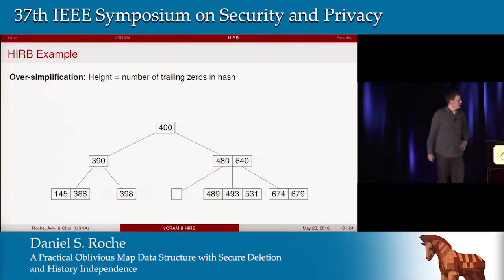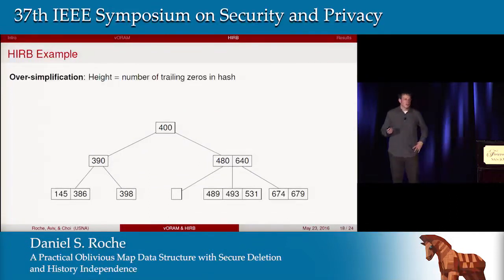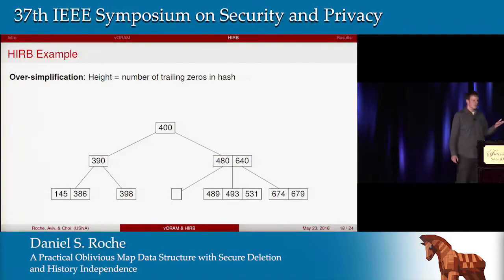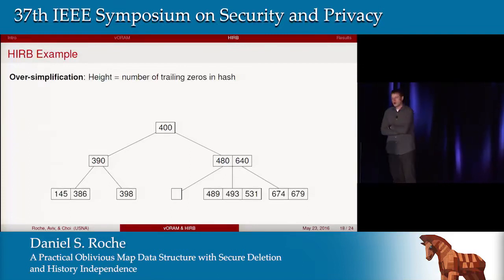So here's an example. For the oversimplification here, I'm going to say that the height of every node is determined by the number of trailing zeros in the hash. So what you see in this tree is just a bunch of hashes. You don't know what I'm storing because I'm only going to store the hashes of the keys. All I need to do is look things up, so I don't need to have the original key that the hash came from. And then you can see that 400 is at the root level because that ends with 2 trailing zeros. And what you should notice right away is that it's different than a regular B tree in that the sizes of the nodes are not going to be in as tight a range as they would be in a normal B tree.